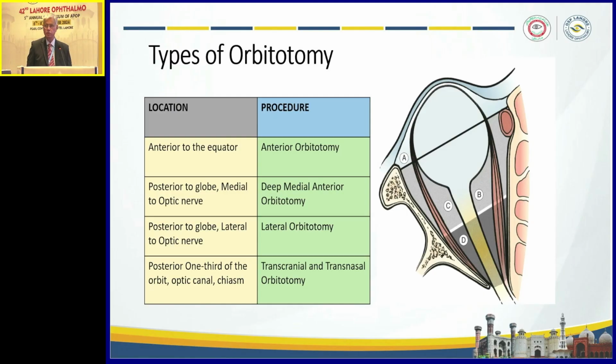The types of orbitotomies we do are according to the location of the lesions. Anterior to the equator, we go for anterior orbitotomy. Posterior to the globe and medial to the optic nerve, we go for deep medial anterior orbitotomy. Posterior to the globe and lateral to the optic nerve, we go for lateral orbitotomy. For lesions in the posterior third of the orbit, optic nerve and chiasma, it is transcranial and transnasal orbitotomy. This last approach is done in collaboration with the neurosurgeon and the ENT surgeons.